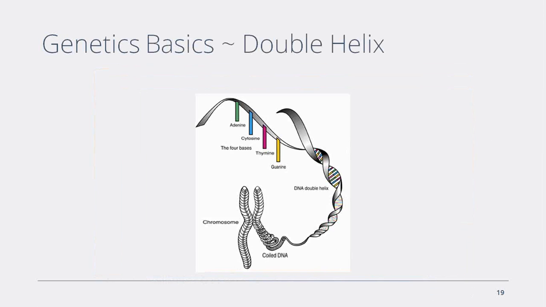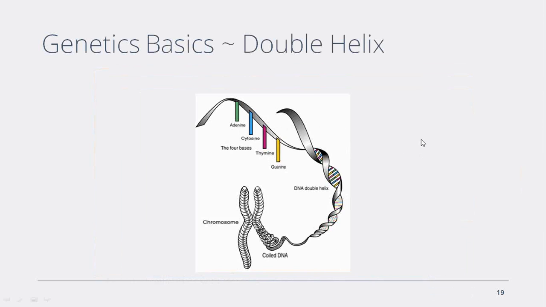If we were to look at each of these chromosomes, they're very tightly coiled up DNA, and they form what's known as a double helix. If you untwist the double helix, it looks like a ladder, so sometimes people call it a twisted ladder. Each of the rungs of the ladder are the building blocks of our DNA. There are four different bases, or nucleotides, called adenine, cytosine, thymine, and guanine.